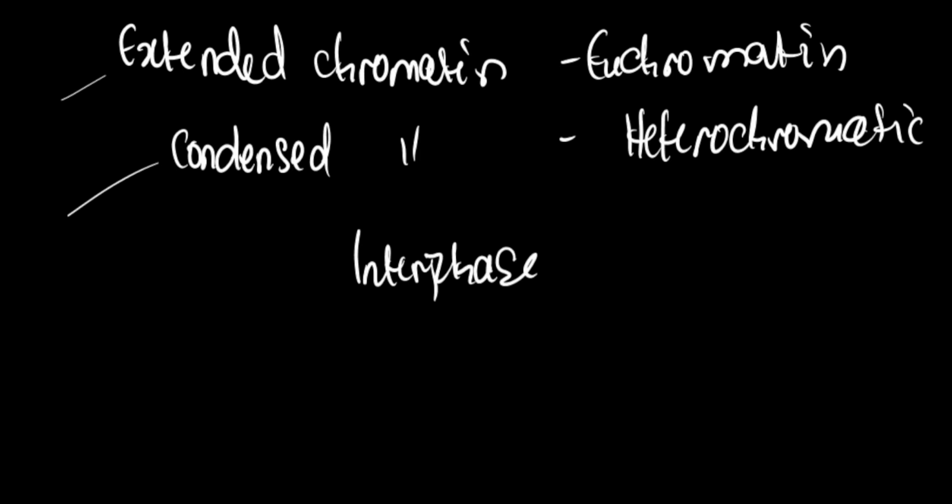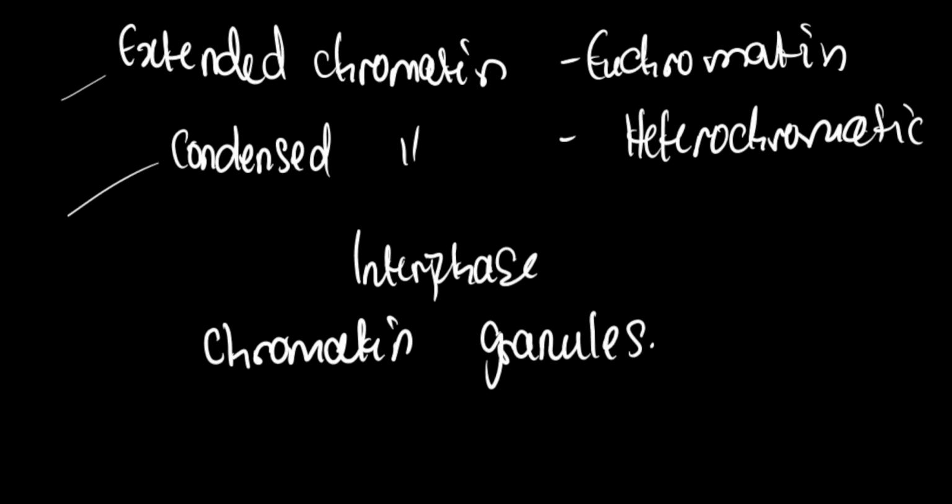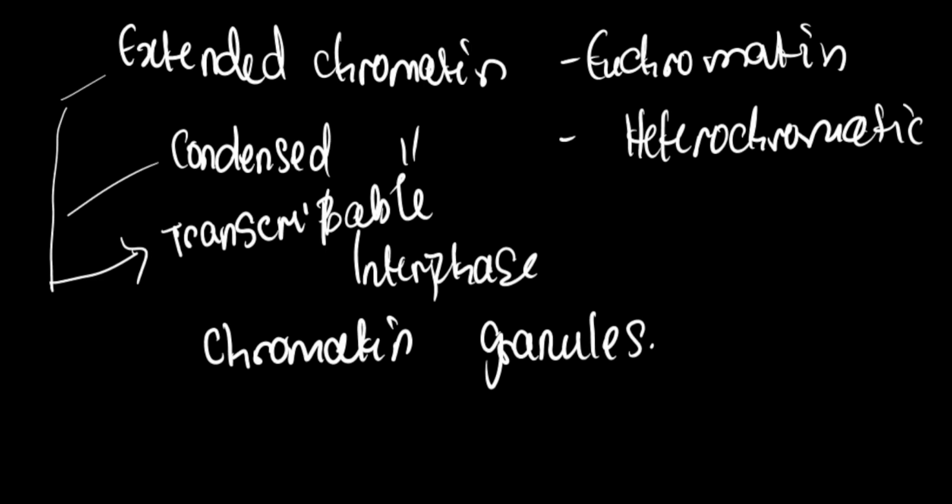Now, the partial extension and partial condensation of this chromatin is what gives the nucleus its chromatin granules. So we generally hear the term chromatin granules, and this granular appearance of the chromatin is due to the partial extension and partial condensation of the chromatins. Also, very important for us to take note of is the fact that the extended chromatins are those chromatins that are being actively transcribed, while the condensed chromatins are not being actively transcribed.